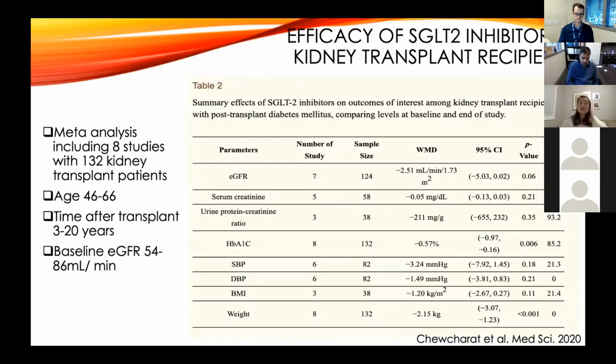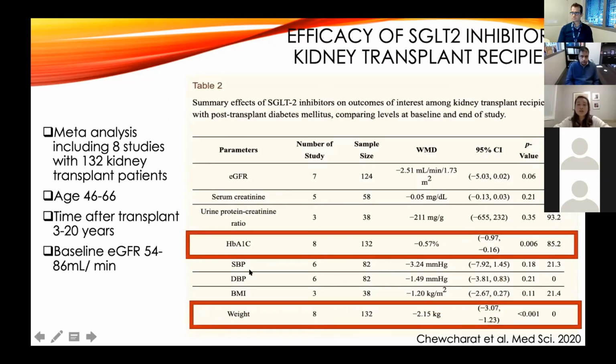Now, this is the meta-analysis of the scant number of studies, and they got 8 studies. Most of them are case series, and only one, the study that I just mentioned earlier, is the placebo-controlled study. The range of ages is 46 to 66 years old. The time after transplant is 3 to 20 years. The baseline eGFR of these patients is 54 to 86 ml per minute.